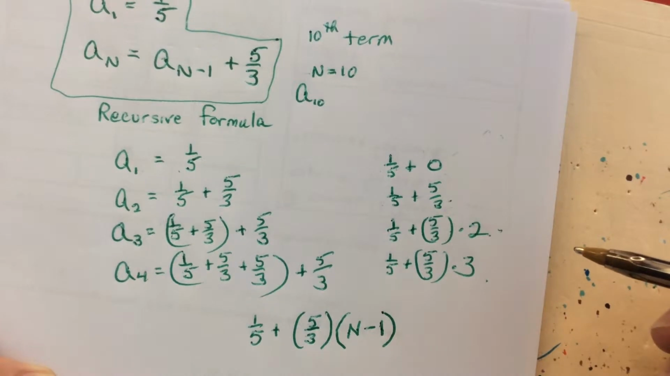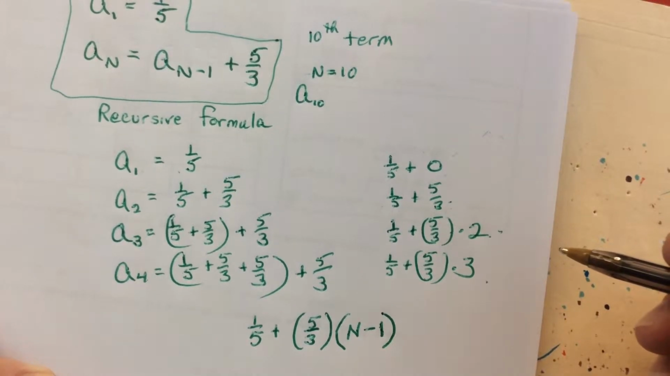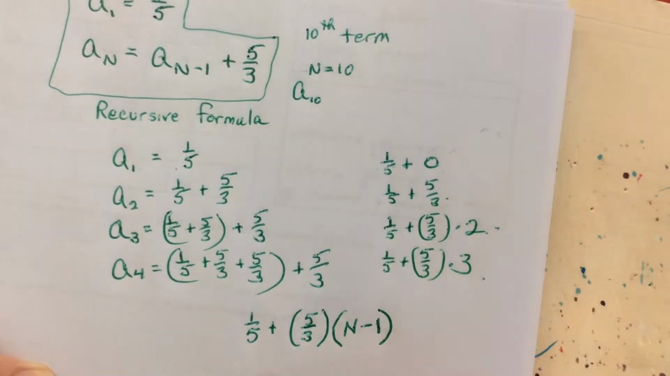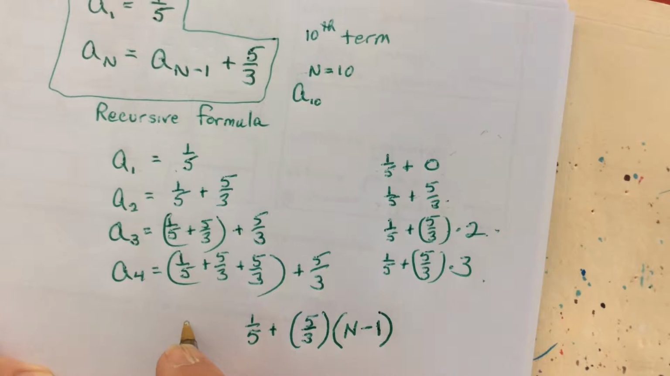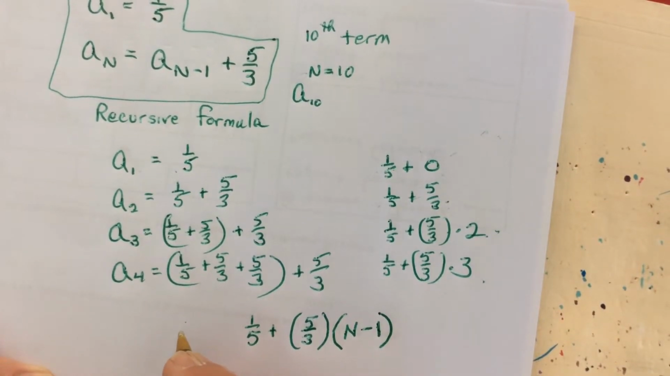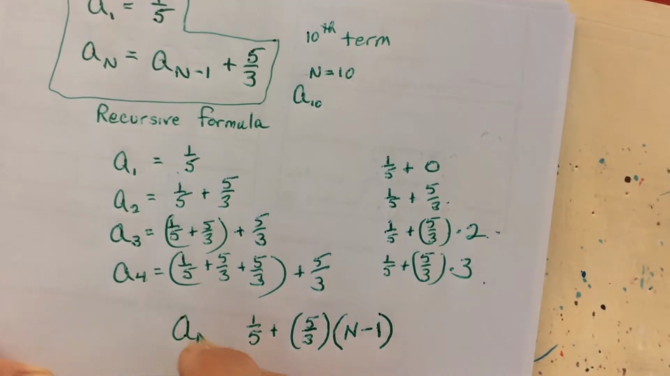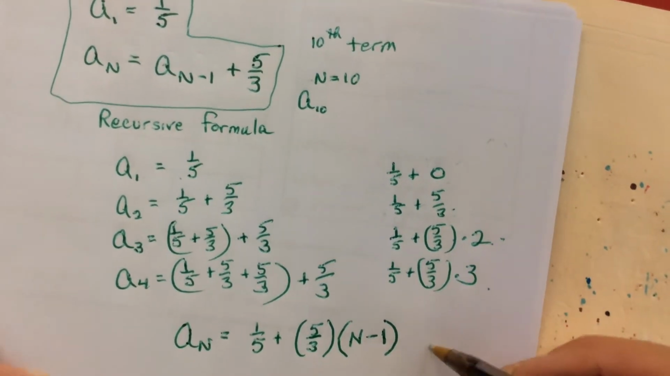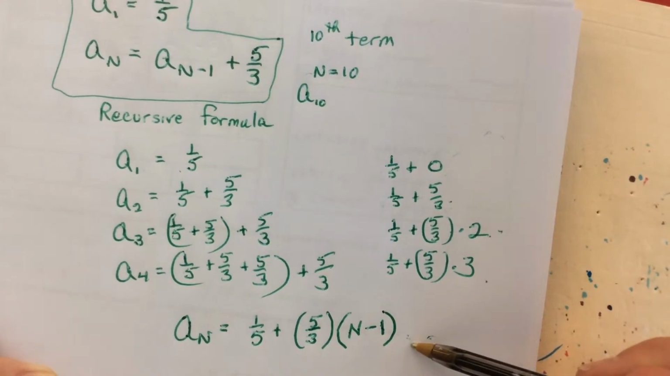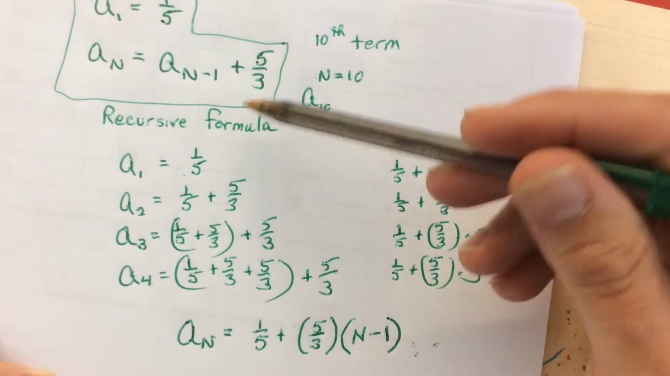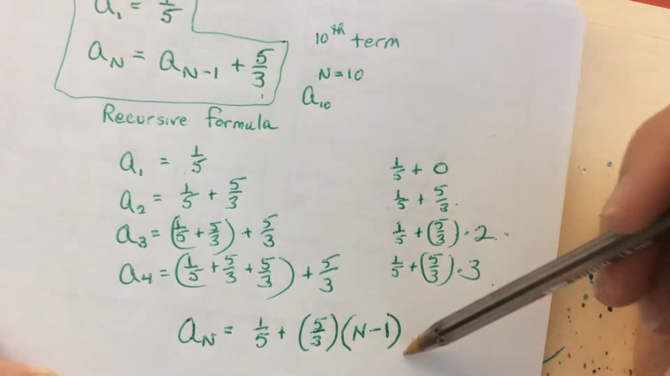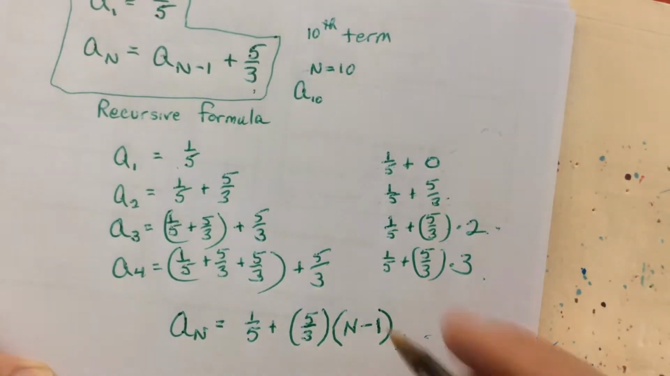For A2, you said it's 1/5 plus 5/3. So the equation would be like A2 equals A2 minus 1, which is A1. That's exactly right. And you'll notice that in doing this, moving from this recursive formula, we now have this. This is an explicit formula.